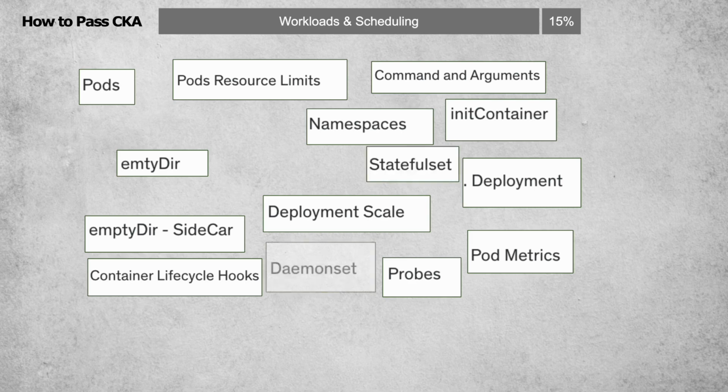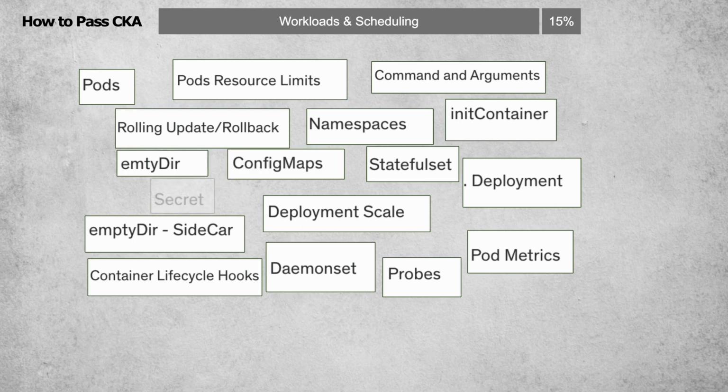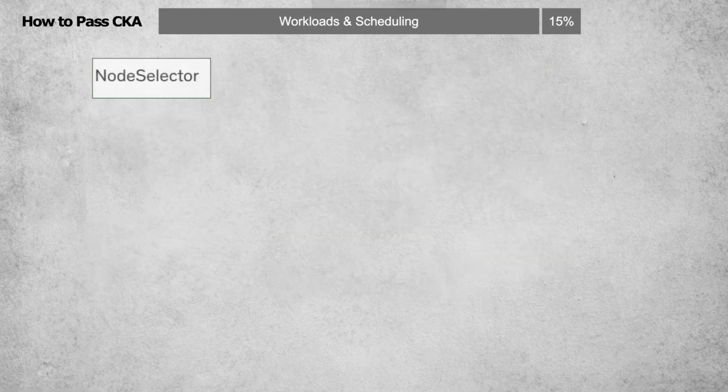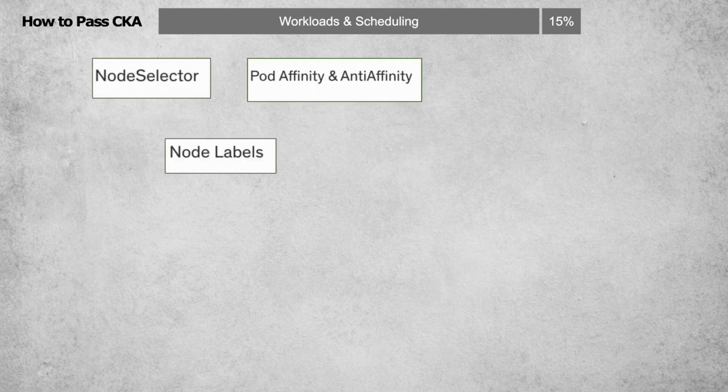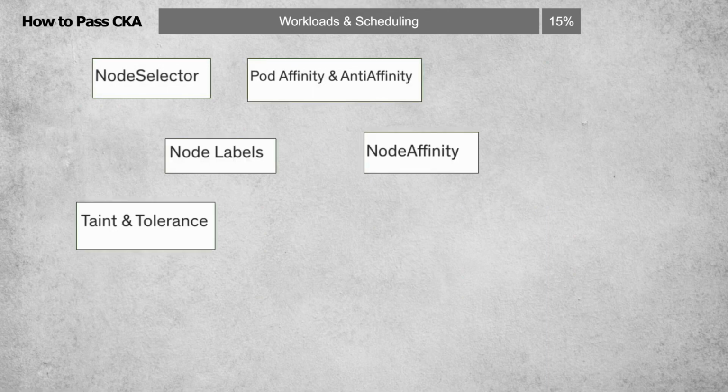We have to know stateful set, daemon set, and rolling update and rollback. We should know the entire flow practically, how to do the rolling update. Also, we should be able to switch to revisions. Of course, config maps, secrets, and when scheduling, node selector, pod affinity and anti-affinity, node labels, node affinity, taint and toleration, cordon and uncordon. We have to know practically all these features.